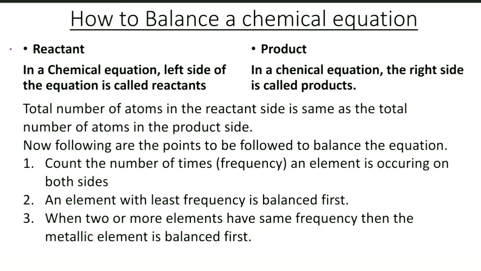How to balance a chemical equation? Before going to balance the chemical equation, we have to know some things. In a chemical equation, the left side of the equation is called reactants and the right side is called products. The total number of atoms in the reactant side is the same as the total number of atoms in the product side.